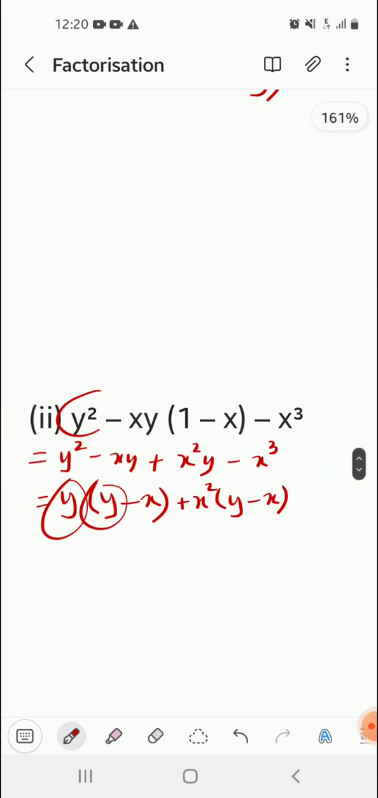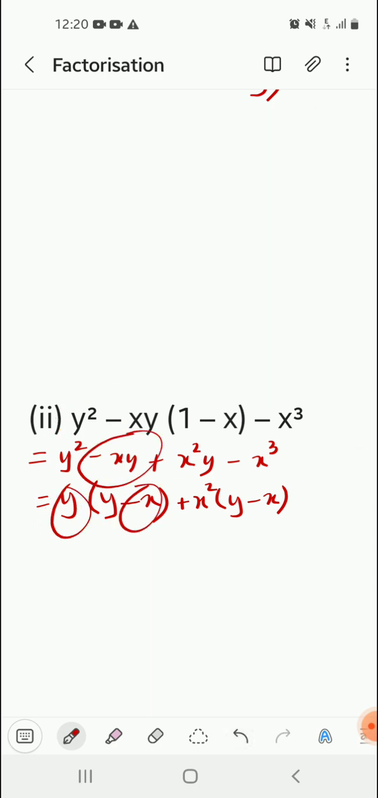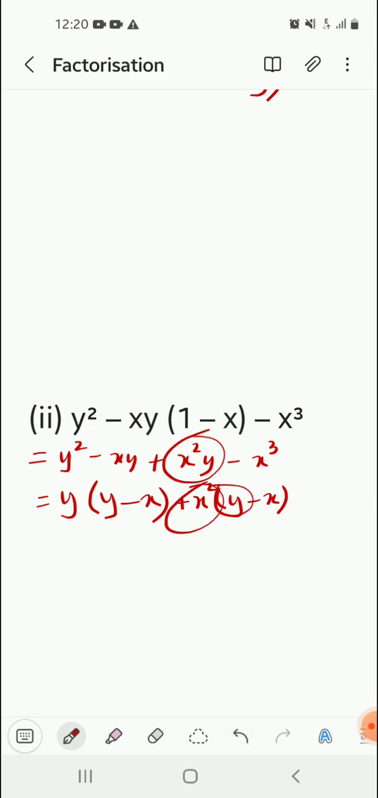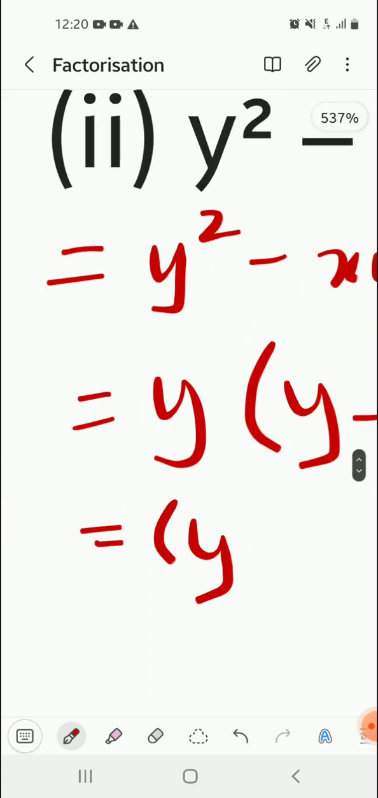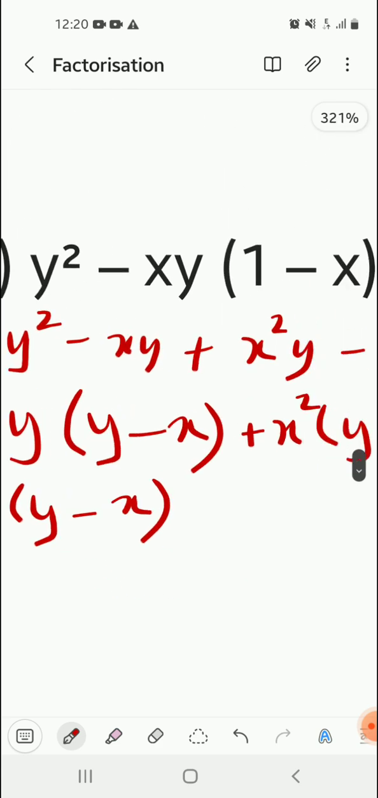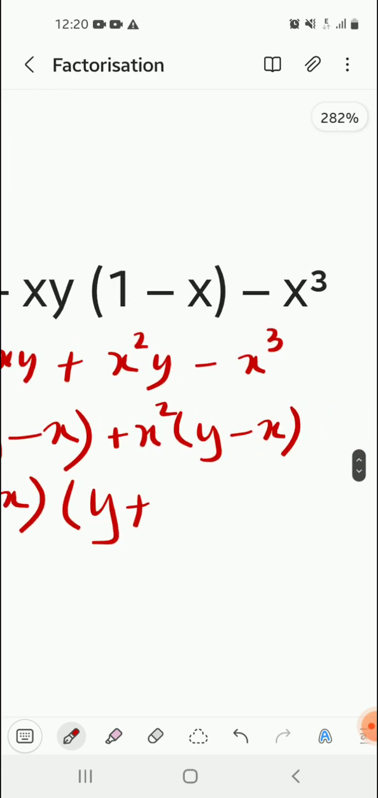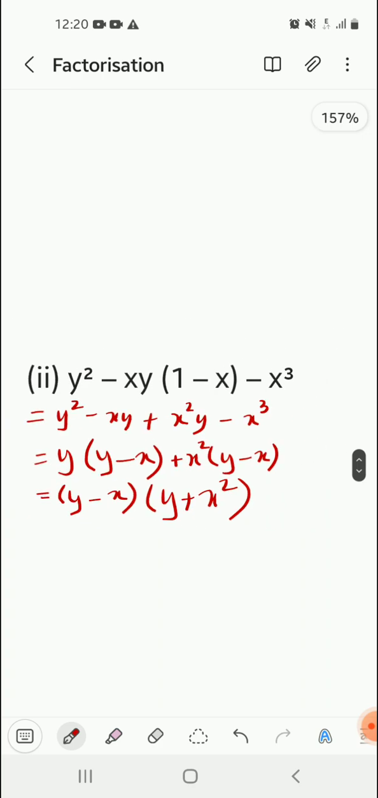y into y is y square. Again y into minus x is minus xy. Minus x square into y is plus x square y. And again plus x square into minus x, we get minus x cube. So y minus x is a common factor here, and another is y plus x square. Whatever we are left with, that is this and this.